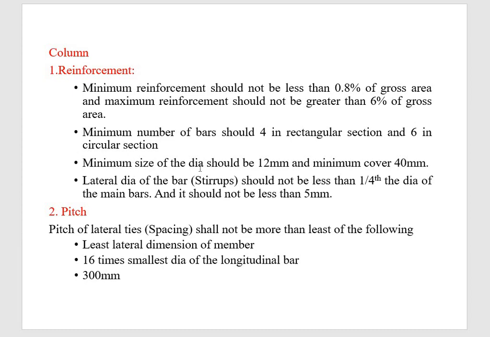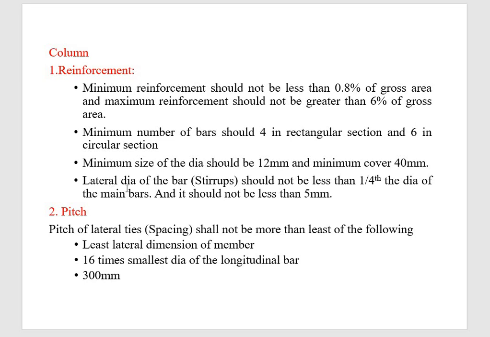Next is, the minimum size of the dia should be 12 mm and the minimum cover is 40 mm. For a column, 40 mm cover should be the minimum and 12 mm should be the minimum reinforcement.